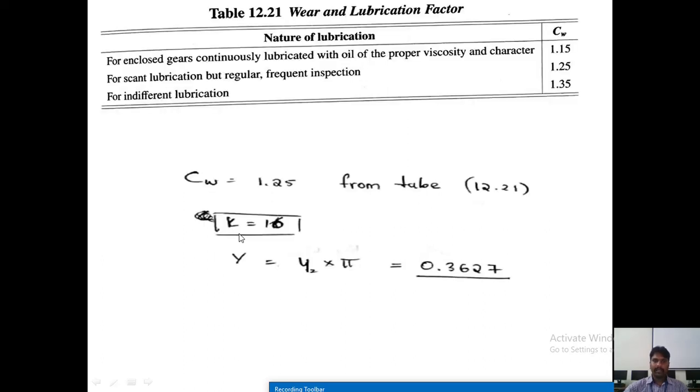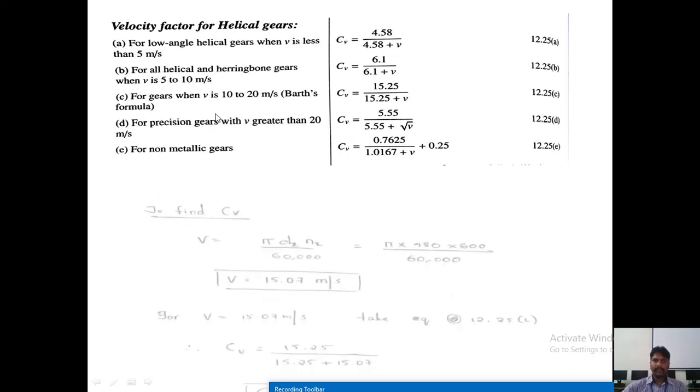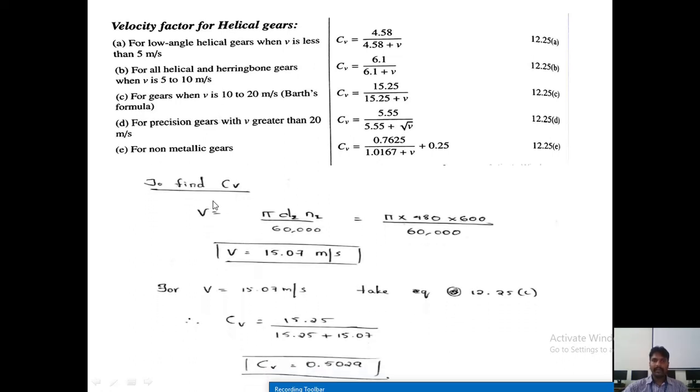For K, the value varies from 12 to 20. In the case of spur gear we took K equal to 10, but in the design of helical gear, take K equal to 16. Be careful. Many students will take K equal to 10, the same as in spur gear, but in the helical gear it varies from 12 to 20, so take K equal to 16. The form factor, pi times y2, is given as 0.3627. Now we need to calculate the velocity factor Cv. To calculate Cv, first we need to calculate the velocity.